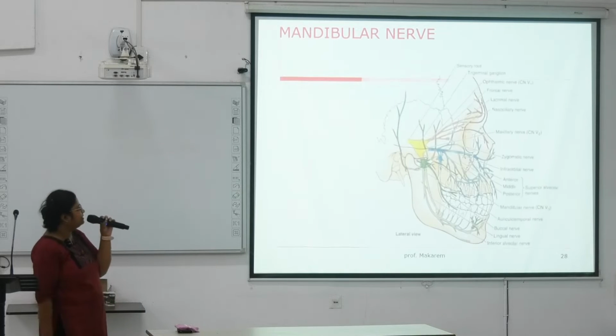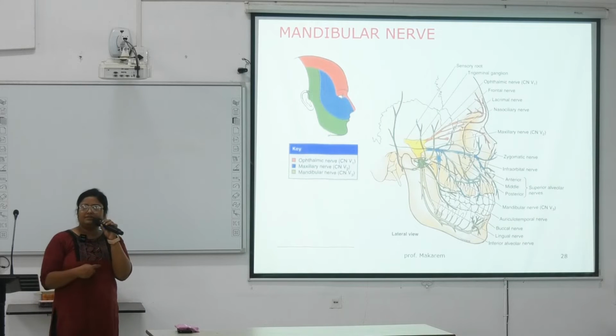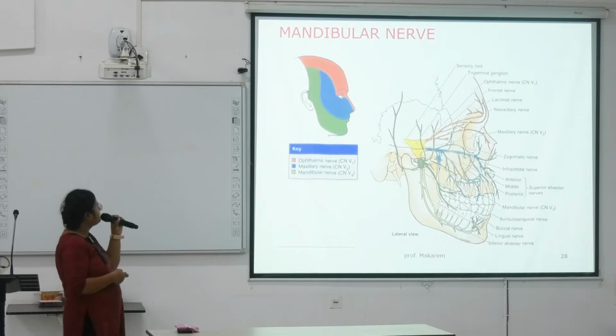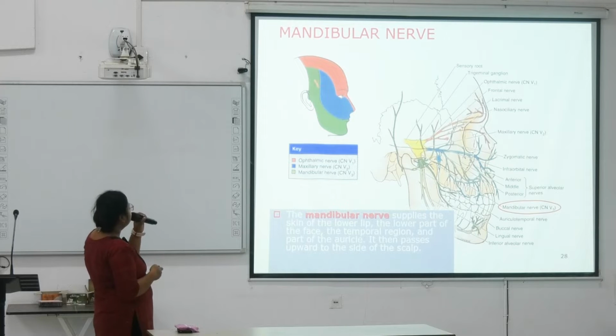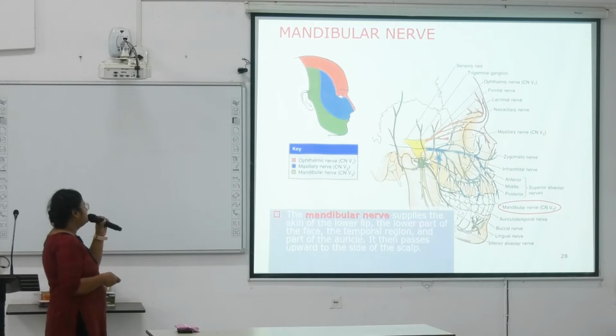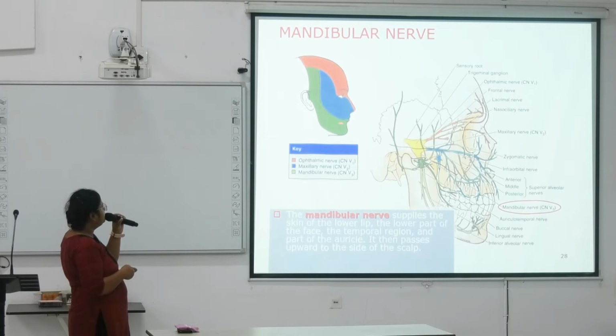So we have discussed the 3 divisions of the maxillary nerve. Now we will go to the mandibular division. This green colored area is supplied by the mandibular division. It supplies the skin of the lower lip, lower part of the face, the temporal region, and some part of the auricle. It then passes upward to the side of the scalp, mainly the auriculotemporal branch from this mandibular division.